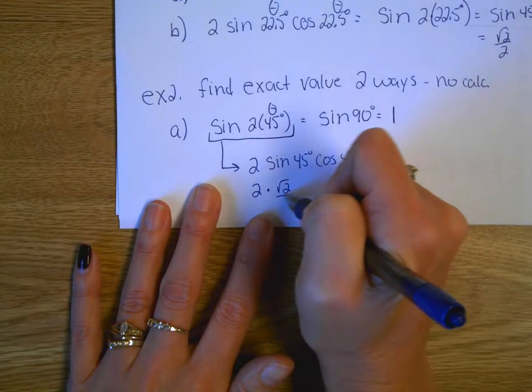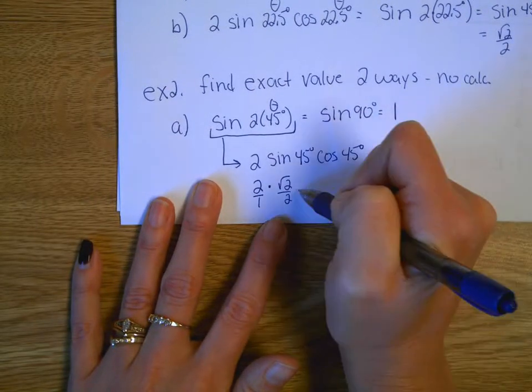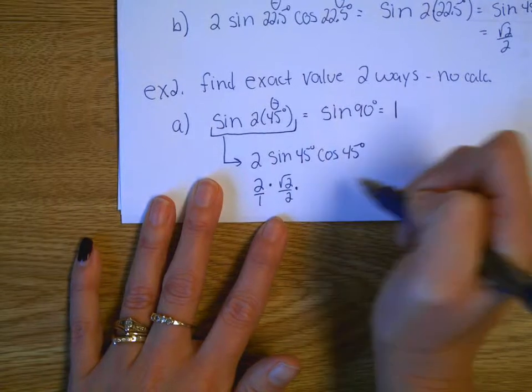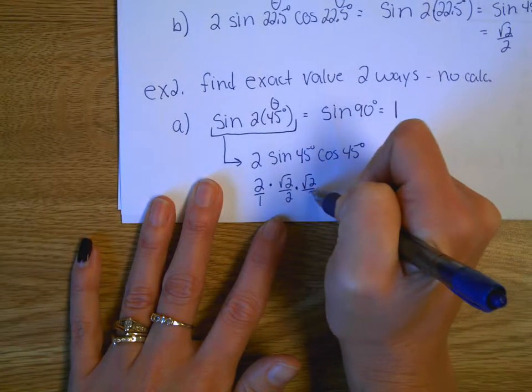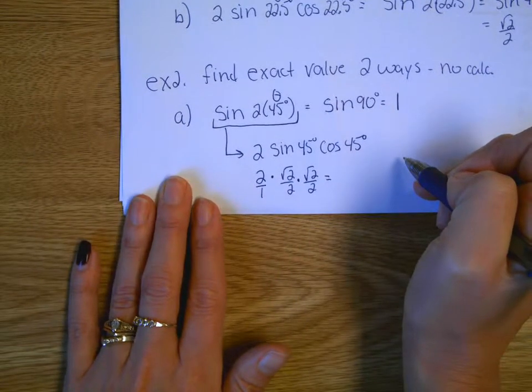Square root of 2 over 2. So I'm going to put that 2 as 2 over 1 sits next to the fraction. And what's the cosine of 45? Also square root of 2 over 2. Do I need a common denominator to multiply?